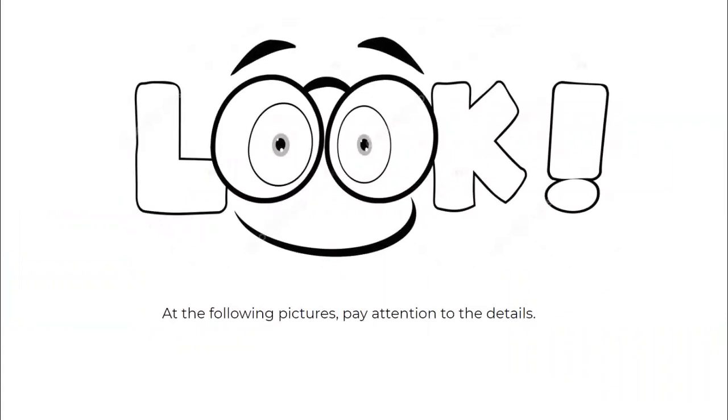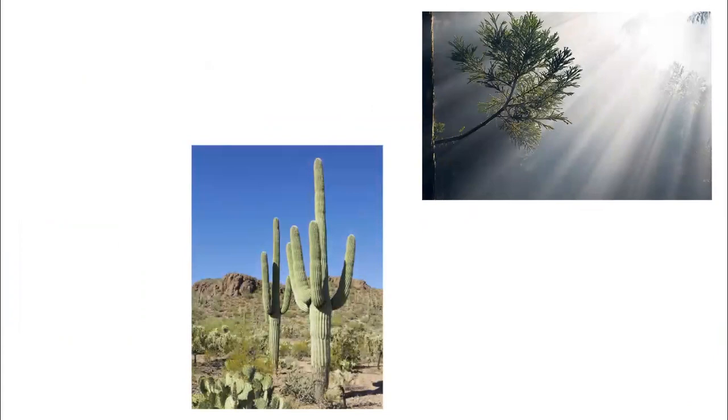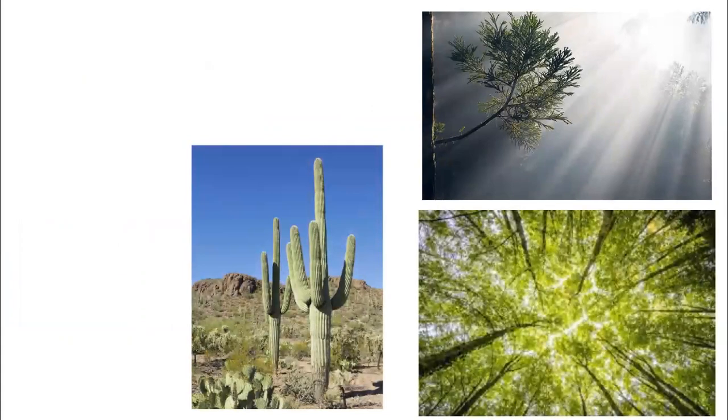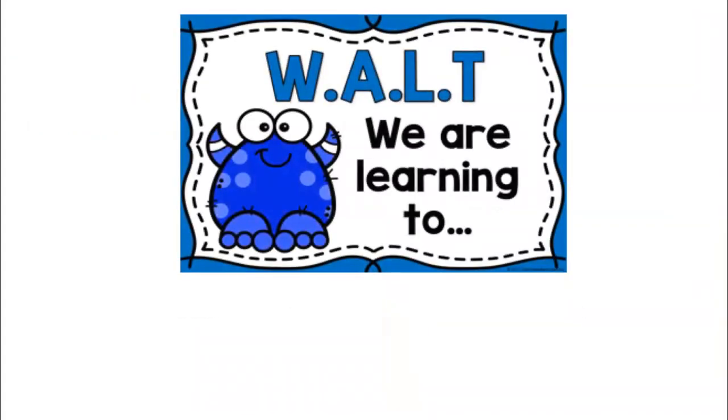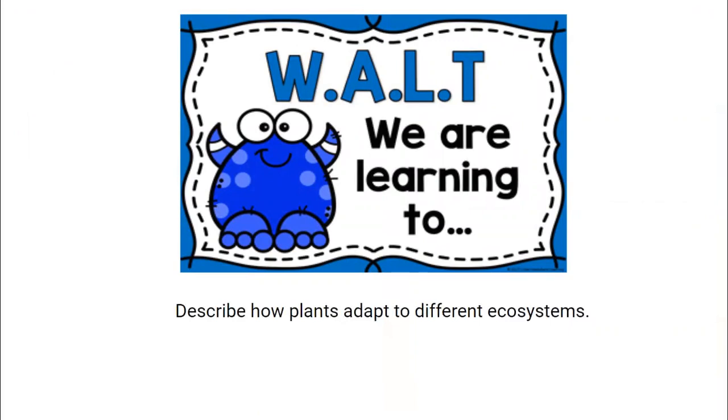Look at the following pictures. Pay attention to the details. What can you see? What can you observe in these three pictures? Do all these plants look the same? How do you think that plants can adapt? Well, today's goal is to describe how plants adapt to different ecosystems.